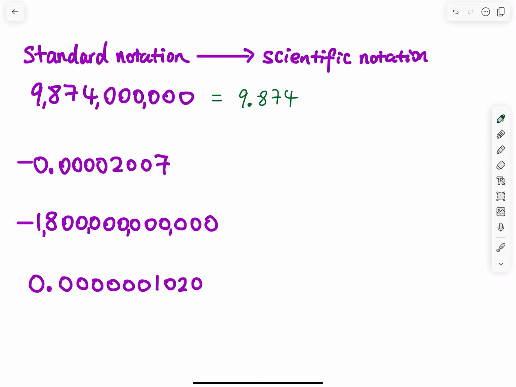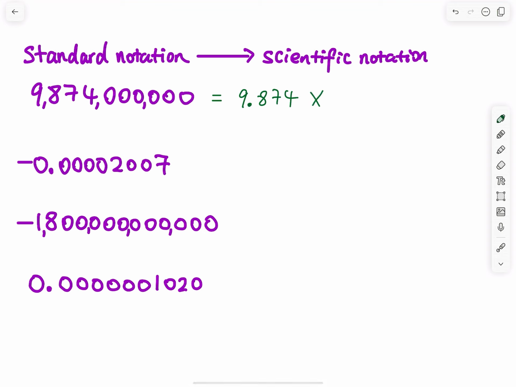Is there another option? Can that be 98.74? No. How about 987.4? No. How about 9,874? No. This number must be between 1 and 10. It can be 1, including 1, between 1 and 10. So 9.874 is the only option.